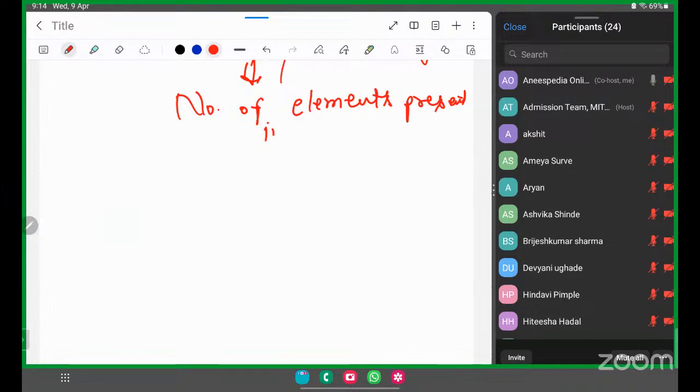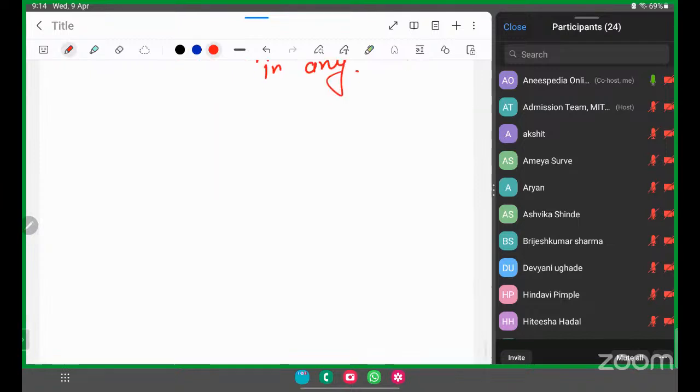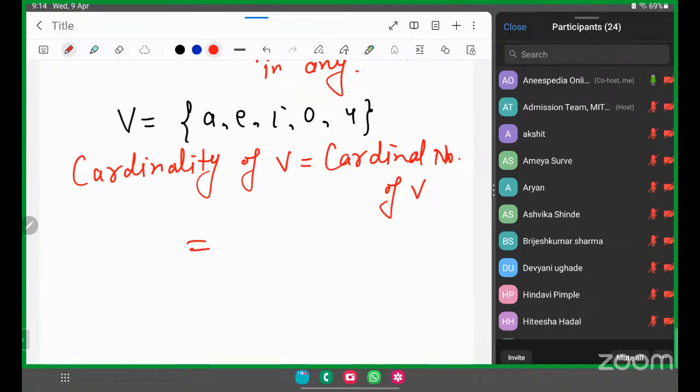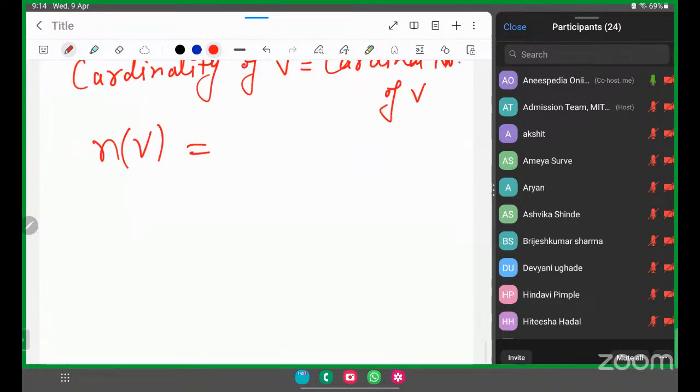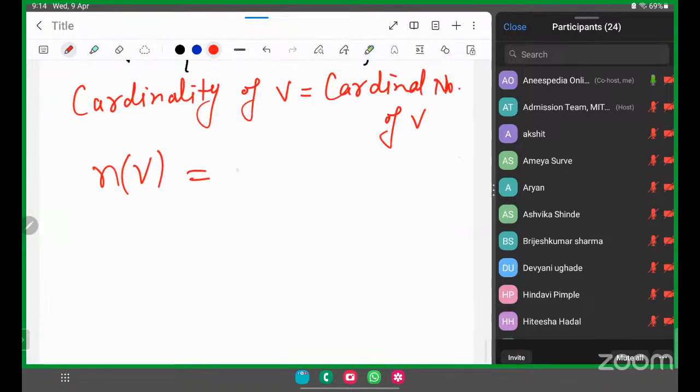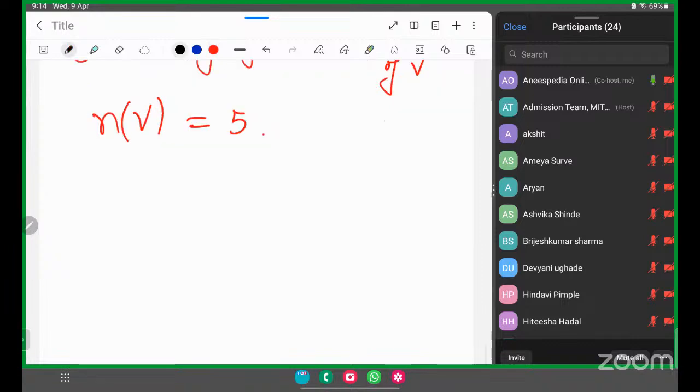For example, if we have a set V which contains A, E, I, O, U, then its cardinality will be, cardinality of V is same as cardinal number of V is same as n(V). n(V) means number of elements present in set V. So there are total 5 elements. So its cardinal number will be 5. Understood?